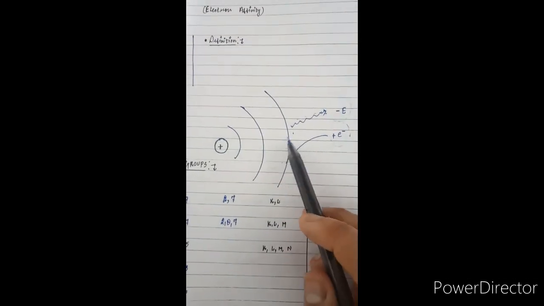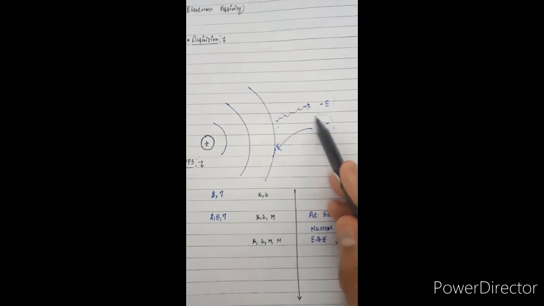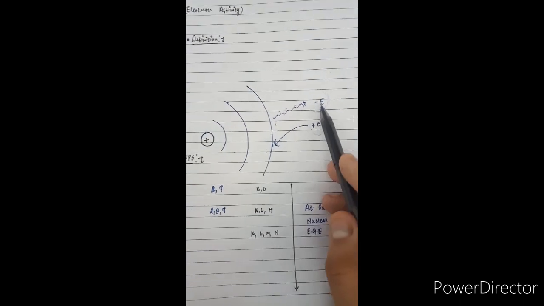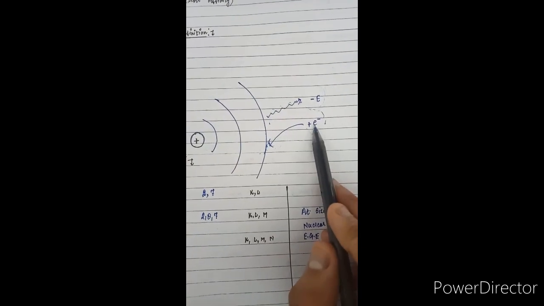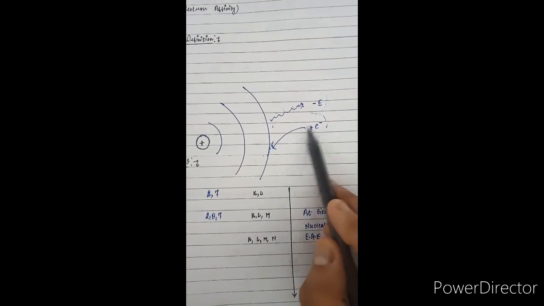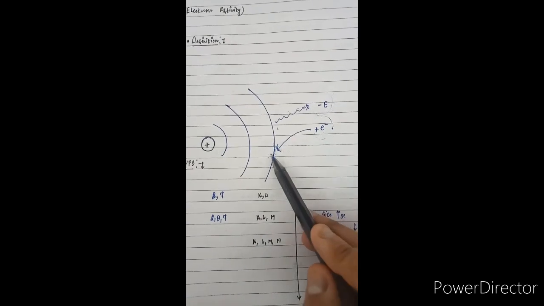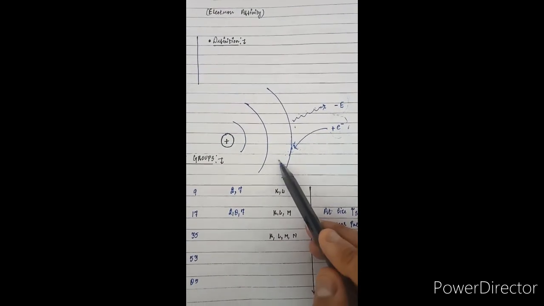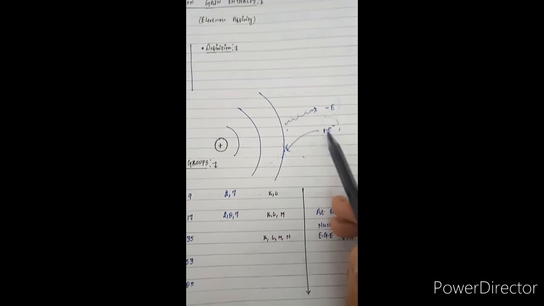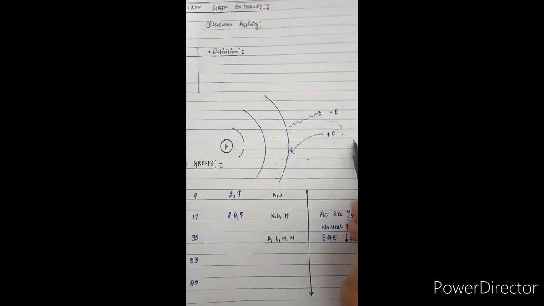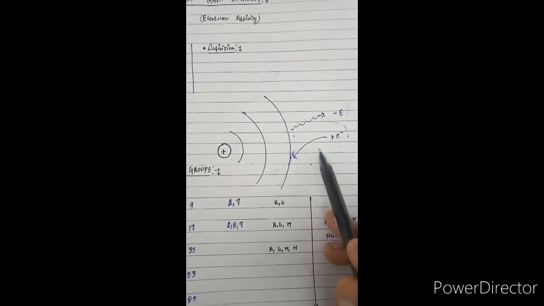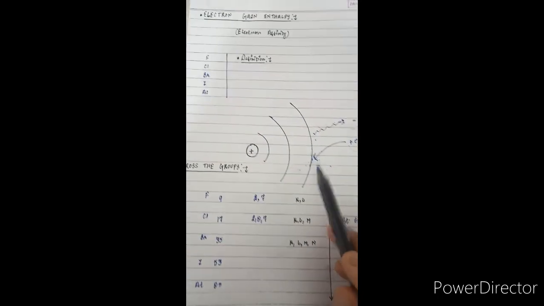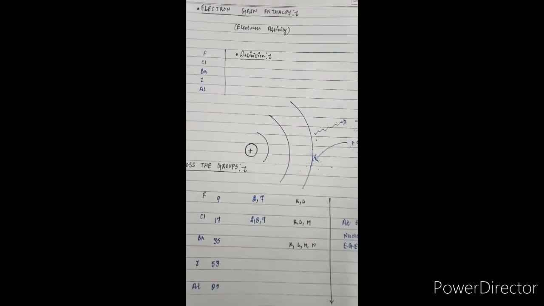So again we can define that electron gain enthalpy is the energy liberated when any upcoming electron is trapped or accommodated in the valence shell of any gaseous isolated neutral atom to form the corresponding anion. If the electron is accommodated in the valence shell of any neutral atom, then that particular atom will be changed into an anion.